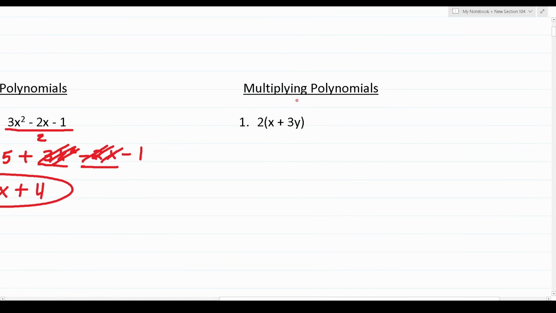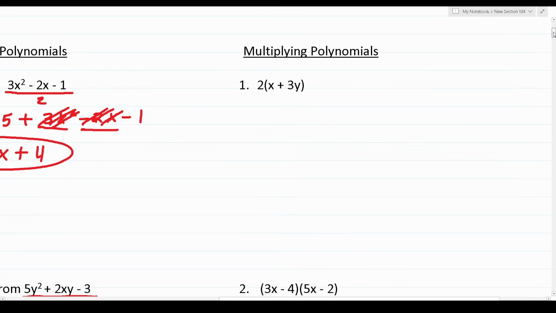All right, so let's move on to the third topic in this video. Notably, let's take a look at how to multiply polynomials. So when you're multiplying polynomials, the thing you want to keep in mind is the distributive property. And I like to think of the distributive property like this. You take all the terms in your first polynomial and you multiply them by all the terms in your second polynomial. So with that definition in mind, let's take a look at our first example here.